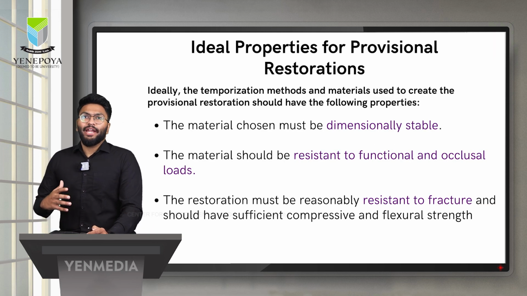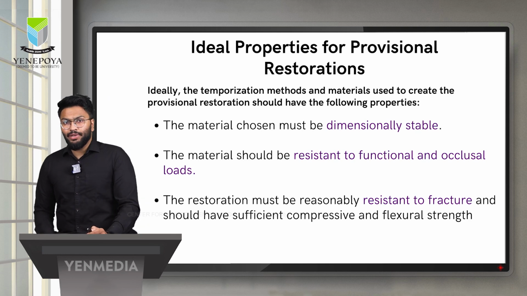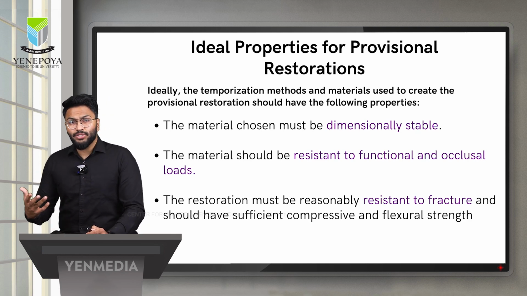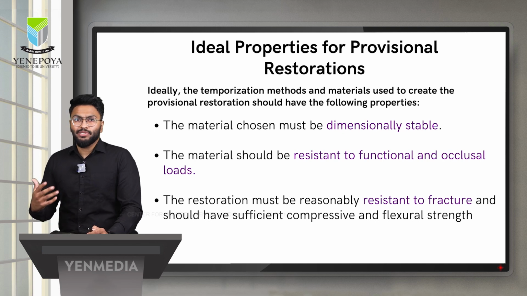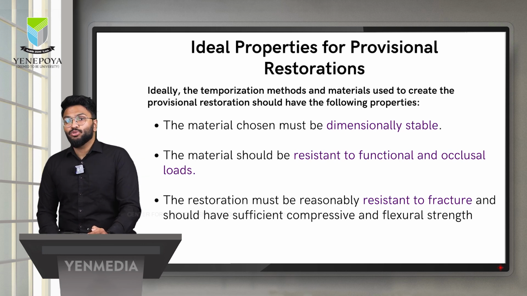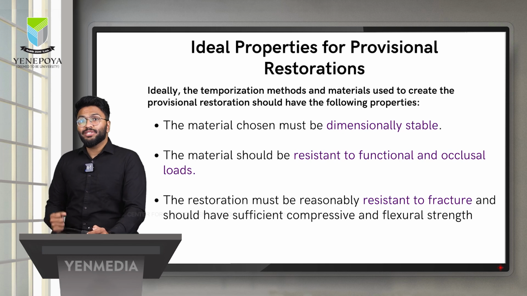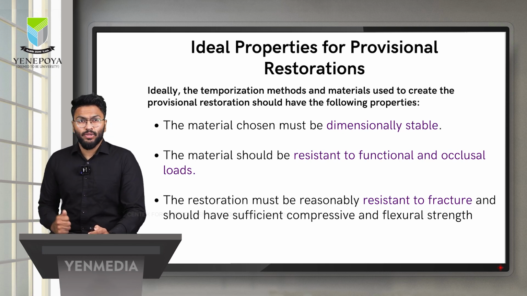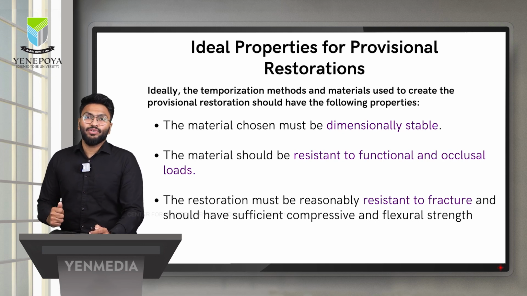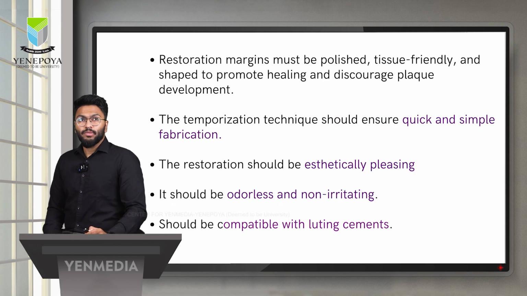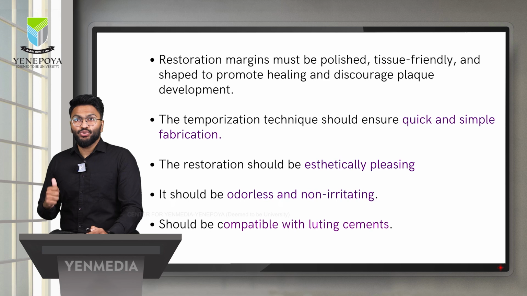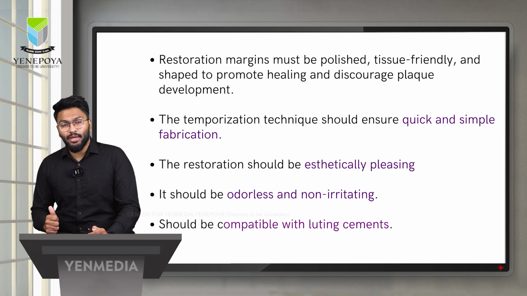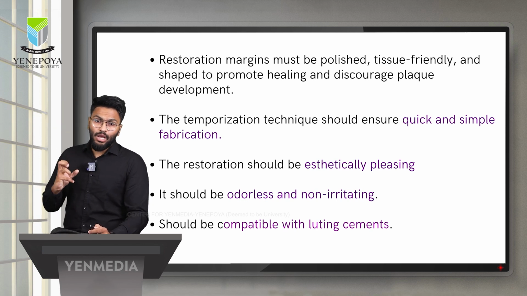So there are certain ideal properties for any restorative material. For a provisional restoration also there are certain ideal or minimum requirements. The first one: the material chosen must be dimensionally stable. The material should be resistant to functional and occlusal loads. The restoration must be reasonably resistant to fracture and should have sufficient compressive and flexural strength. The restoration margins must be polished, should be tissue friendly and shaped to promote healing and discourage plaque development. This is one of the most important requirements for a temporary restoration.